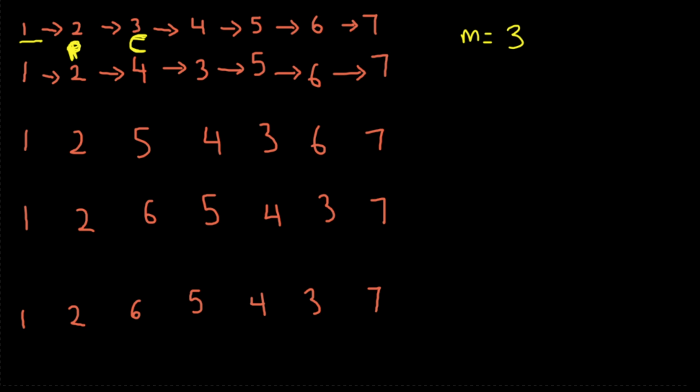So let me actually erase some of that, it gets in the way. So P is right here, C is right here. So your goal is to take the node to the right of C, which we'll call next, and constantly put it right after P. So what you see is that if you move 4, you end up with 1, 2, 4, 3, 5, so on.